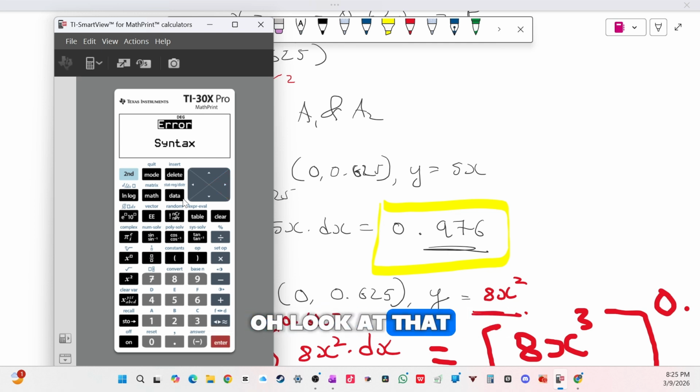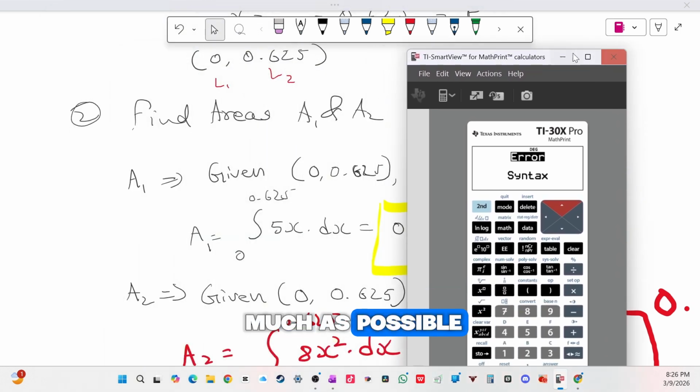Oh, look at that. This thing doesn't even go back. Man, I never faced this issue. TI-36. What is it? 0.97. 0.97? Yes, that's your answer. But doing this on the physical calculator is way easier than on the laptop one. So keep using the physical one as much as possible.